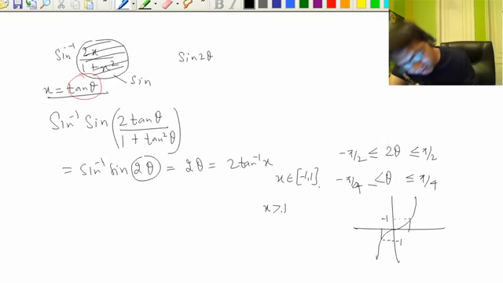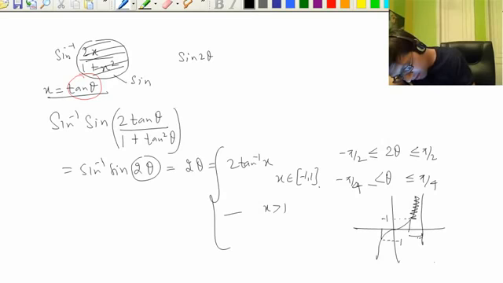What about x greater than 1? For x greater than 1, this definition is not going to be 2 tan inverse x. Then what will be the definition here? For x greater than 1, let's find theta. When x is greater than 1, we have this part of the graph. For this part, theta is greater than pi by 4 and less than pi by 2.